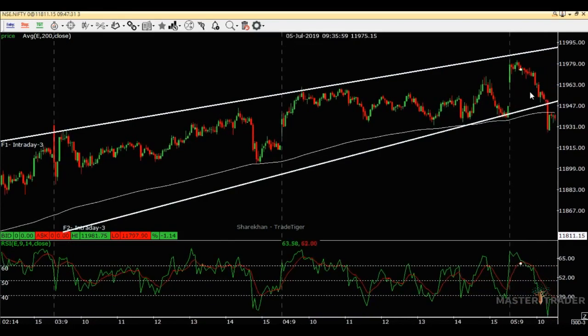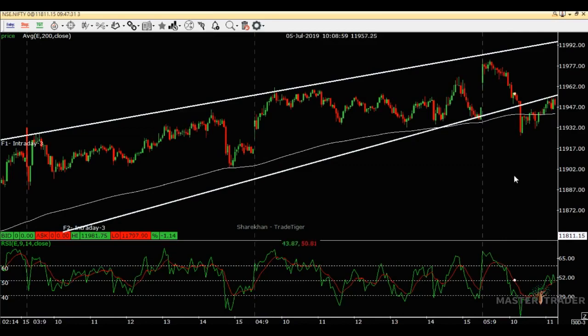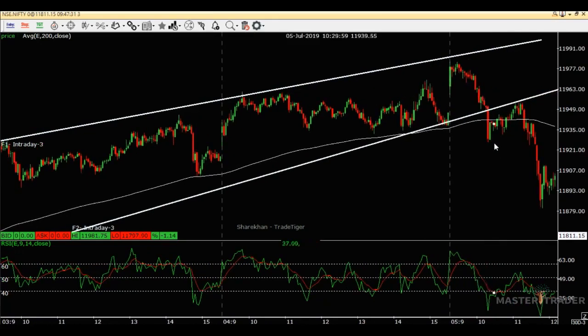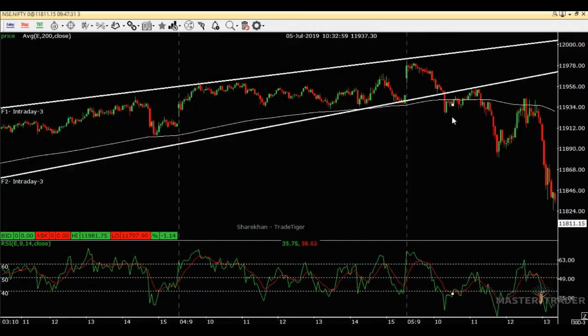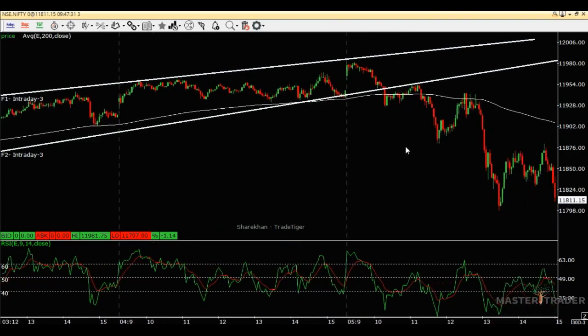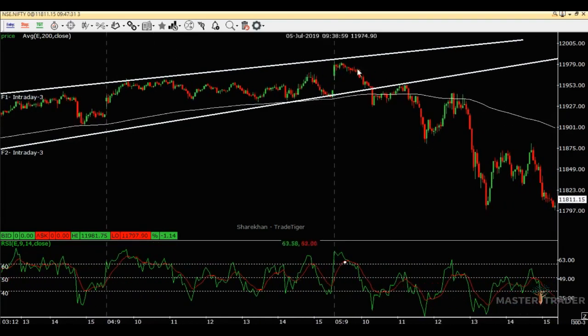So this was a clear sell, and see what happened. Price resisted this trend line and it broke. Well, this was budget day, so quite a risky day to trade, but this was a perfect selling opportunity here, guys. And just see the fall thereafter. It broke the support of 11,900.